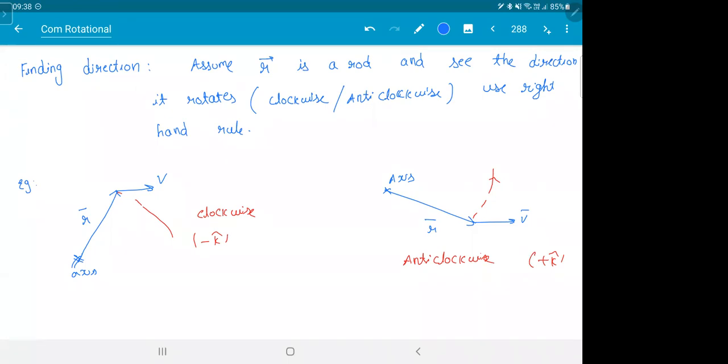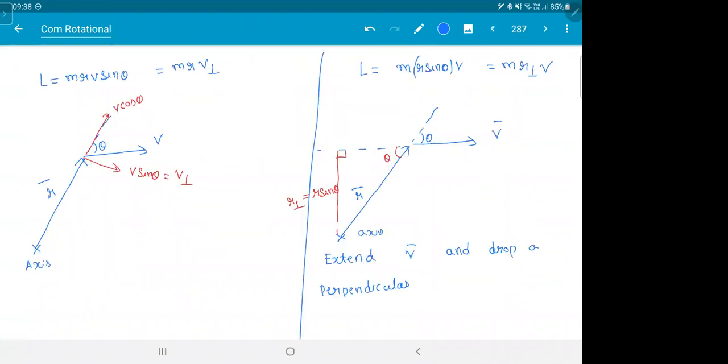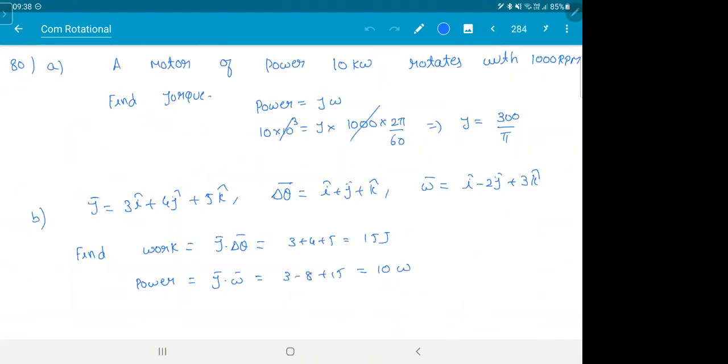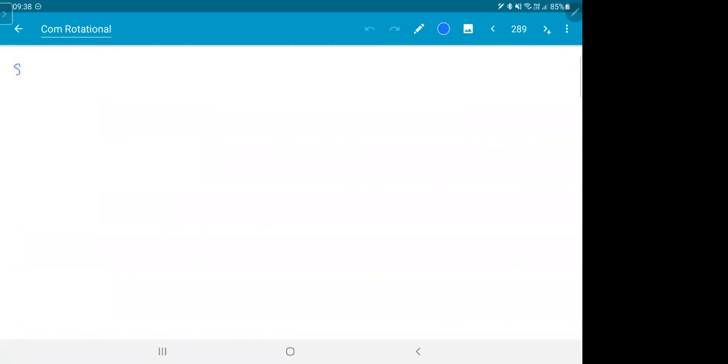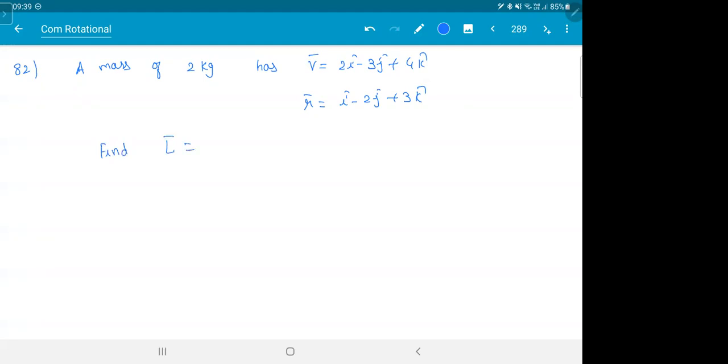Clear? Next thing. So you know how to find magnitude, you know how to find direction. So let's see some problems on that. We have a mass of 2 kg, moving with velocity 2i minus 3j plus 4k. R bar is i minus 2j plus 3k. Find L bar. M R cross V bar. Get it, cross product.